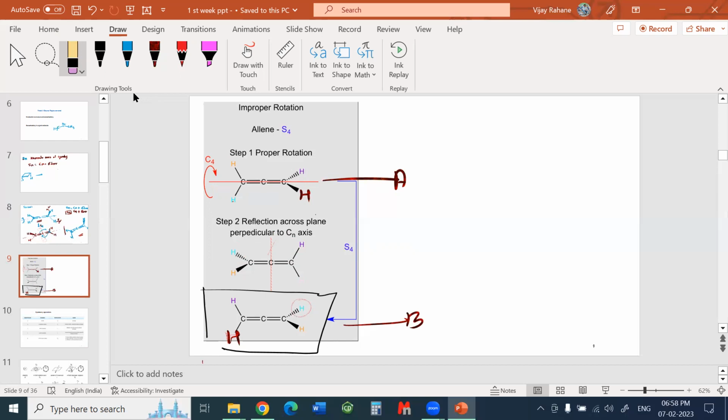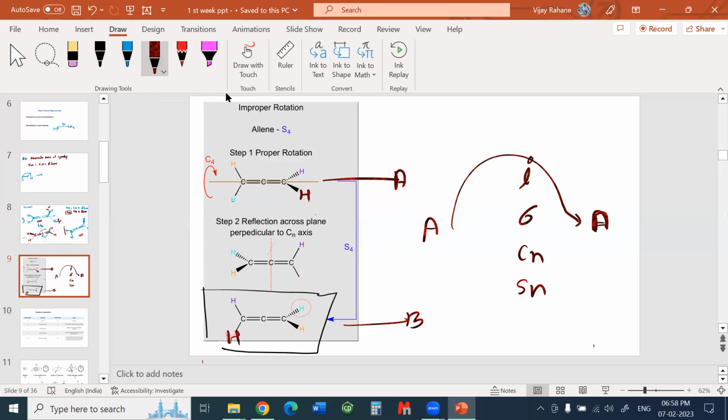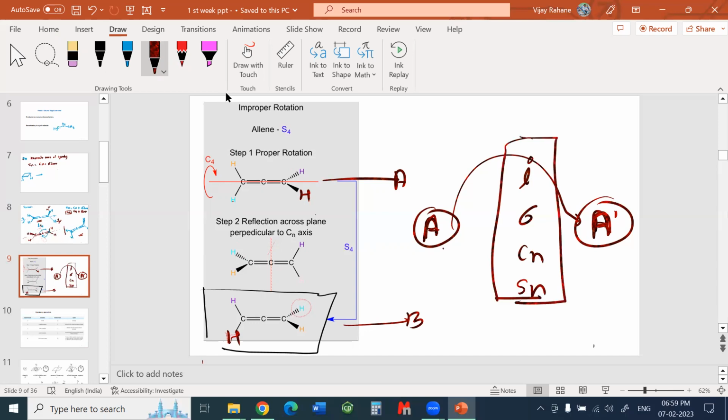So a symmetry operation means that after performing any kind of operation, like I, sigma, Cn, Sn, the final molecule should look like the initial one. Suppose we start with this one, A, and after performing this operation, it's A dash. Just for labeling purposes, this A must look identical to A dash, right? Then only does this molecule contain this I or sigma or Cn or Sn.